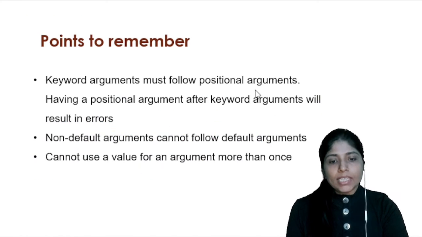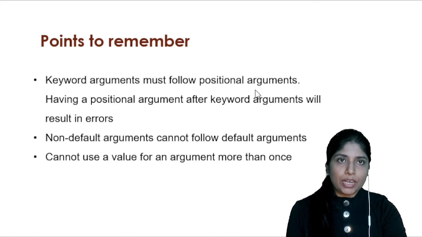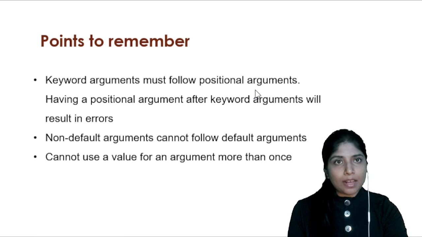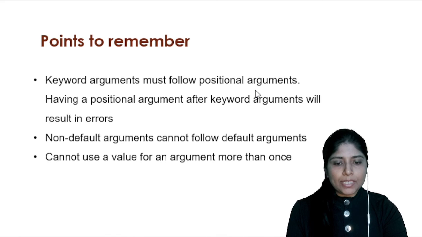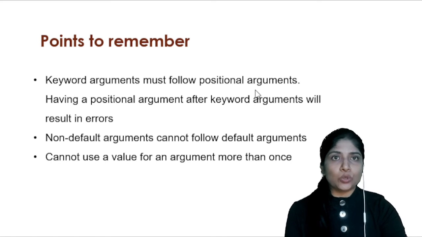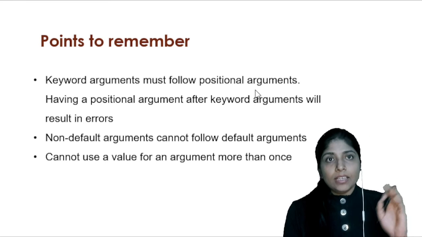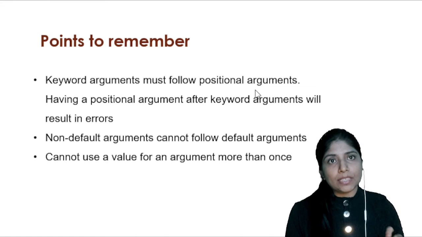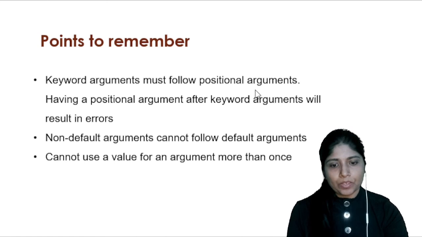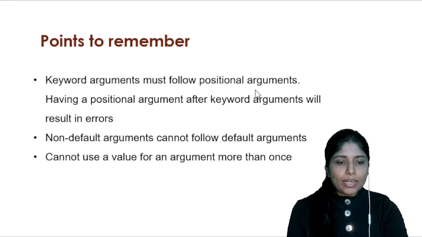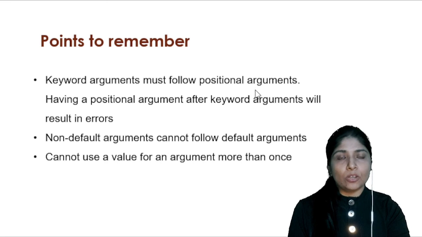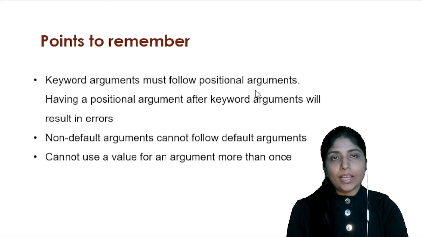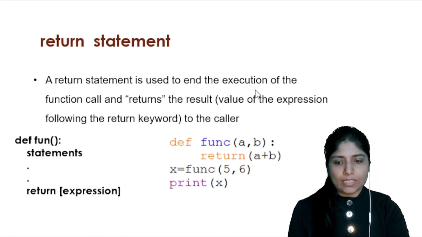Points to remember: keyword arguments must follow positional arguments. Having a positional argument after a keyword argument will result in an error. Non-default arguments cannot follow default arguments. In a function, if you have a default argument, it should be positioned at the right end. So if you position the default argument somewhere in the middle, it will cause an error. You cannot use a value for an argument more than once. A keyword argument cannot be used more than once. a equals 10, comma, a equals 20, you cannot write. A keyword argument can be given only once.